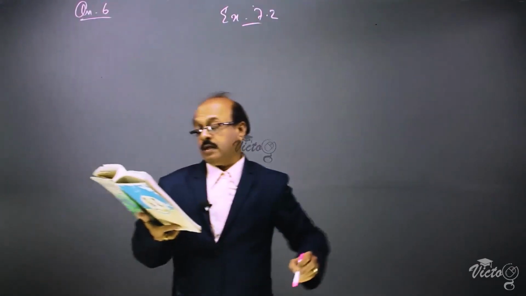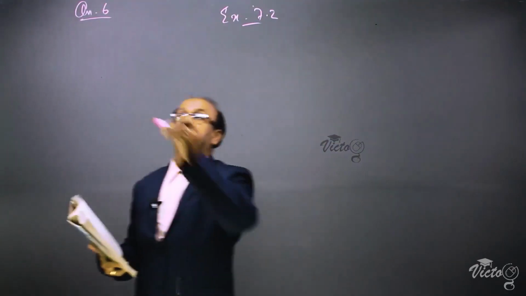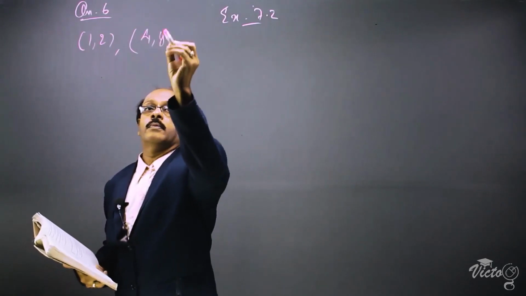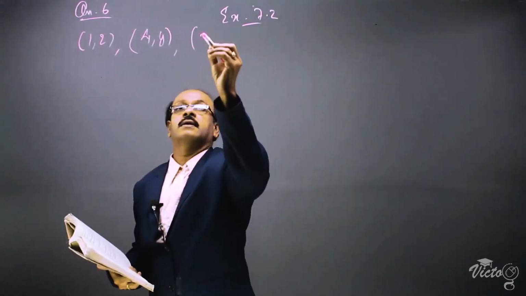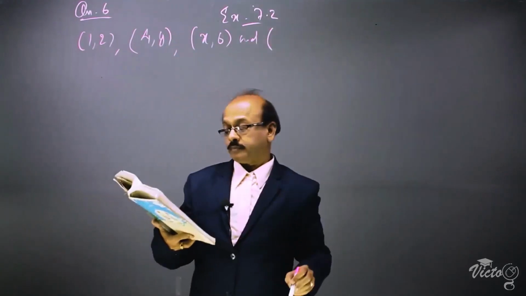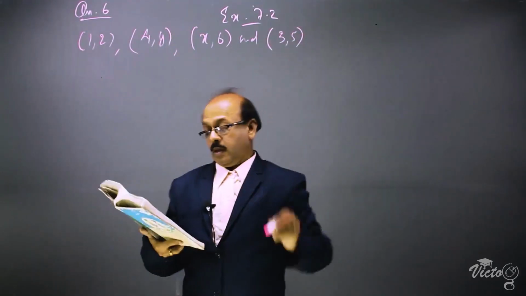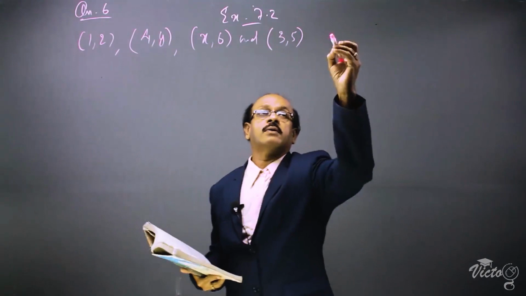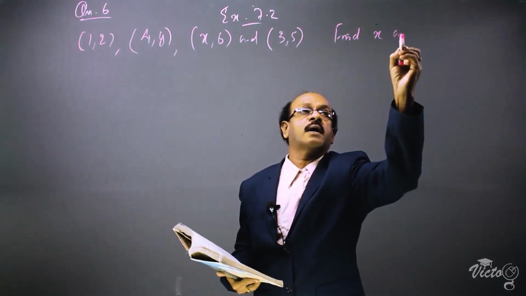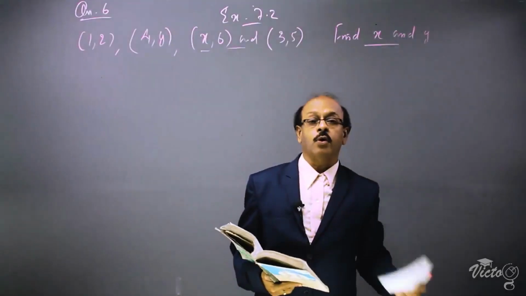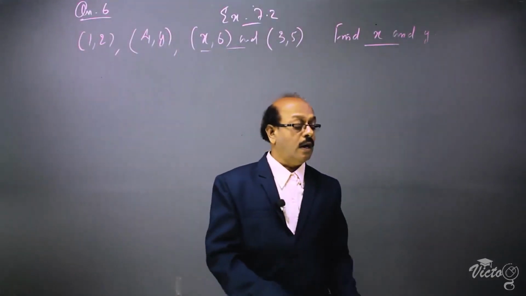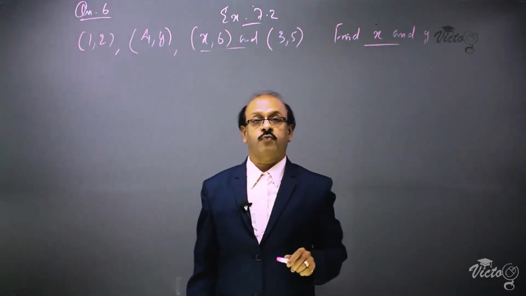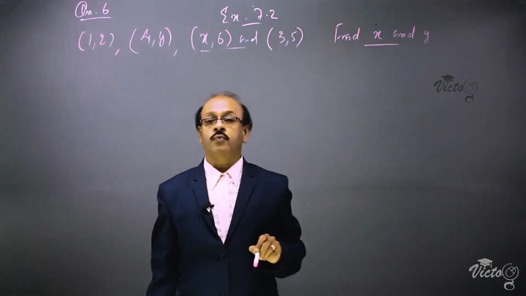Question number 6. The question here is, if (1, 2), (4, y), (x, 6), and (3, 5) are the vertices of a parallelogram taken in order, find x and y. The given four points taken in order are the four vertices of a parallelogram. Now we have to find out the values of x and y.